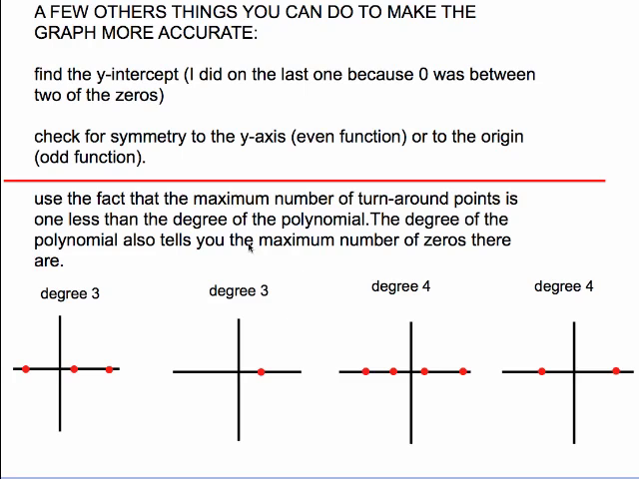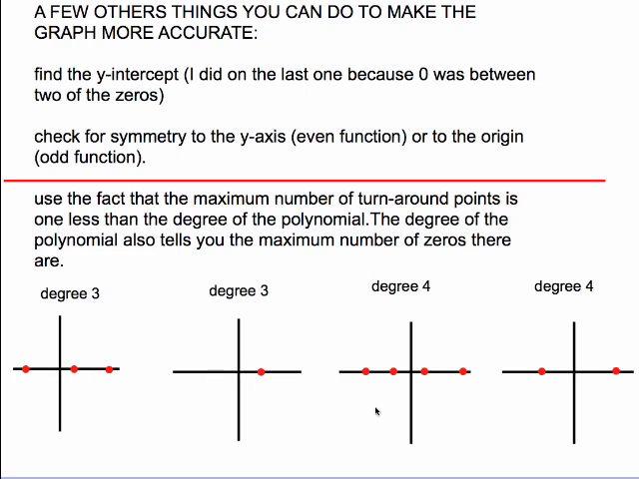This is where we were when I ran out of time in the last video, talking about the maximum number of turnaround points. Two little facts here. The maximum number of turnaround points is 1 less than the degree of the polynomial, and the degree of the polynomial will also tell you the maximum number of zeros there are. And what the maximum number of zeros there are refers to is how many times it crosses the axis.